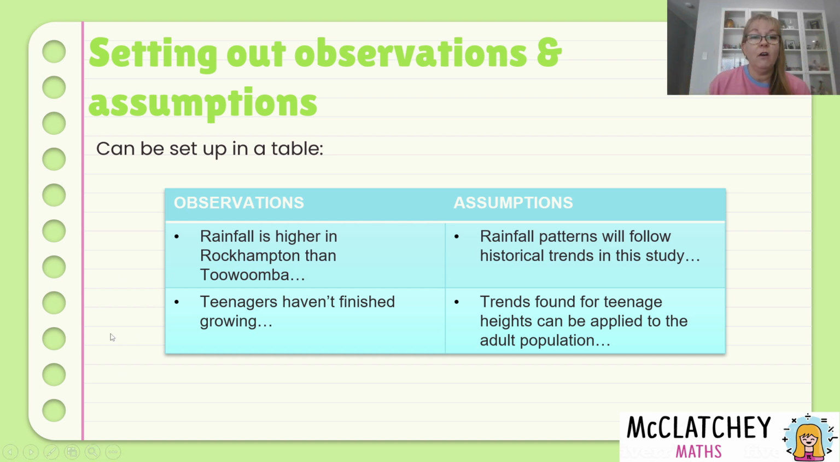So notice here, I've got rainfall is higher in Rockhampton than Toowoomba, or teenagers haven't finished growing. There's my observations, and then I've got an assumption following out of that: rainfall patterns will follow historical trends, or that trends for teenage heights can be applied to an adult population. Now the dot dot dot here simply means I haven't finished justifying it yet, and I would need to do that.